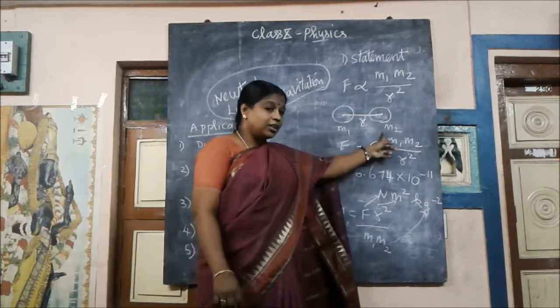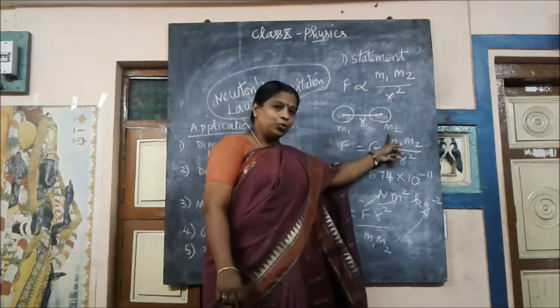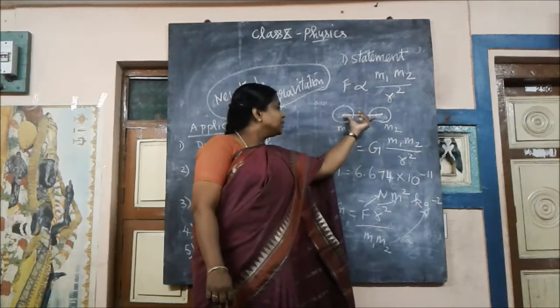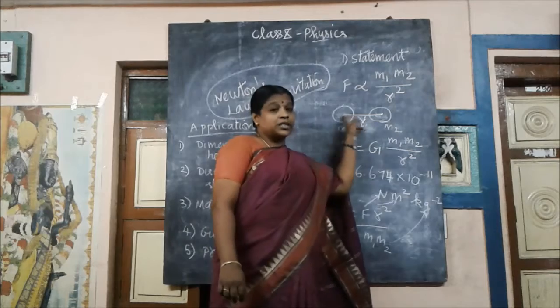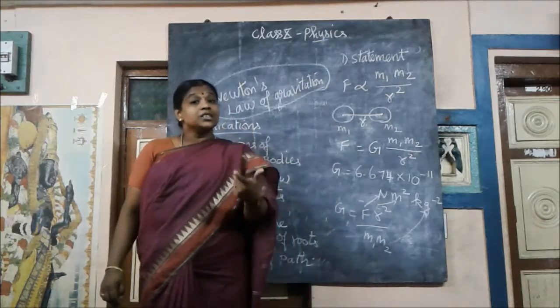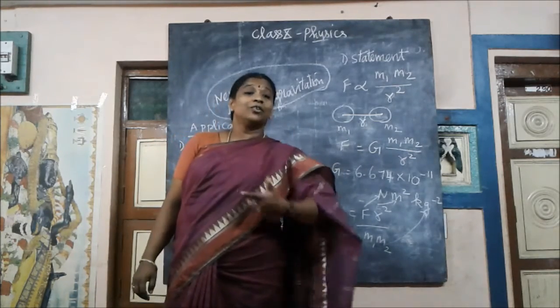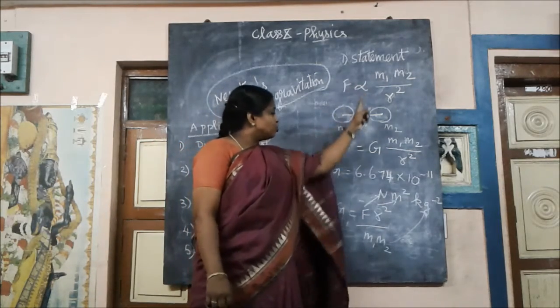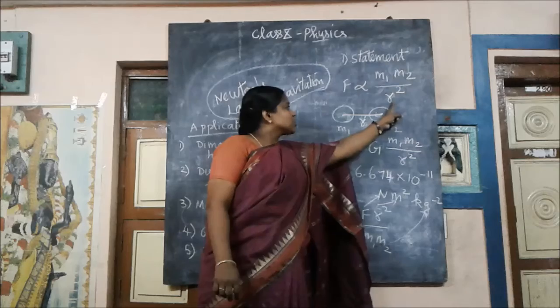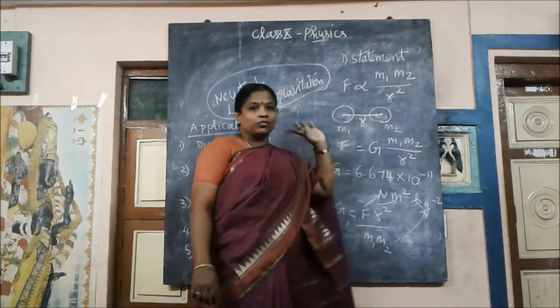Now that is what I have diagrammatically explained here. Two bodies I have taken, M1, M2, and they are separated by the distance R. Here the centers of the masses are connected. Here the distance must be calculated from the center of the masses, right? So now here, F is proportional to the product of the masses and inversely proportional to the square of the distance.